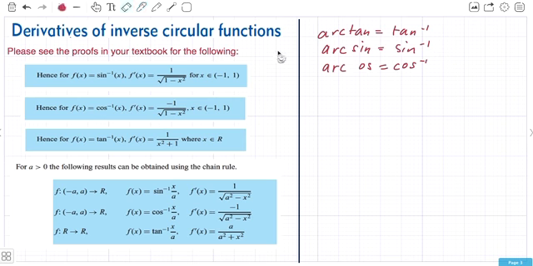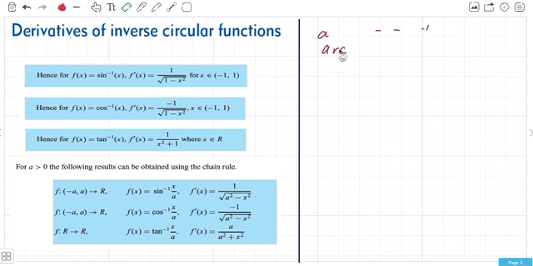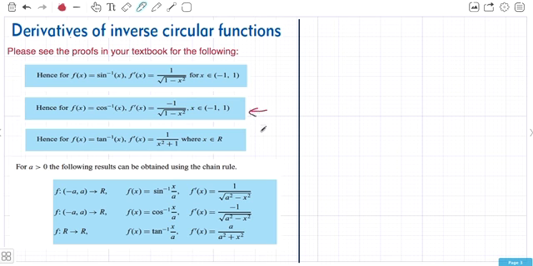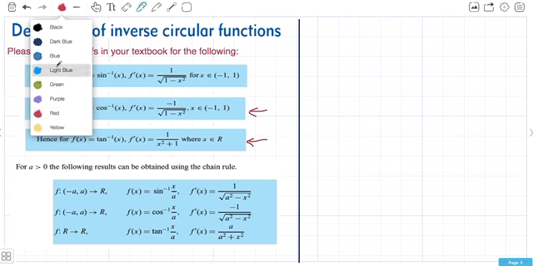I'll just get rid of this and we'll look at a little bit of a proof. The proofs are in your textbook for all of these different functions. For inverse sine, cos and tan, I'm going to go through the proof for inverse sine so you can follow it through. Then I would advise you to look at the proofs for inverse cosine and inverse tan and make sure you can follow those through. They're very similar in their working.